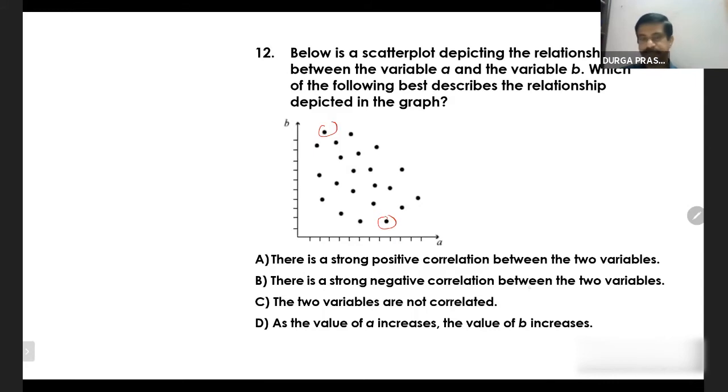Definitely it is negative. Though it is negative, it is more scattered. We cannot come to some conclusion at any particular point. Therefore, the variables are not correlated. This is how we can explain or understand the solution and write it. So therefore, please note it.